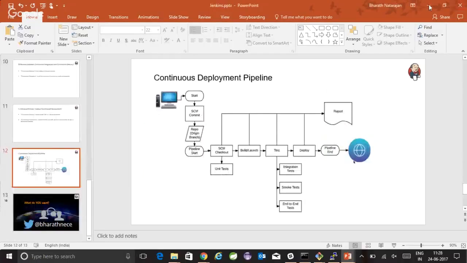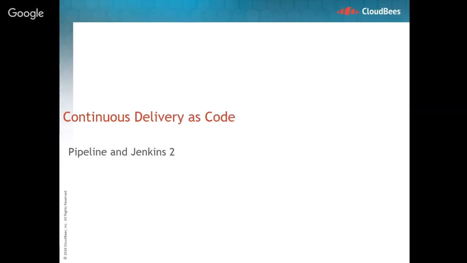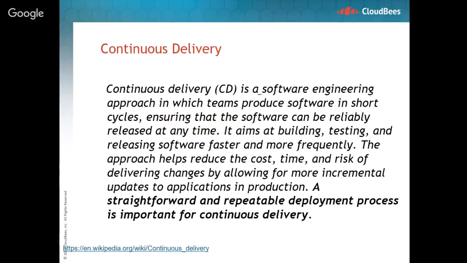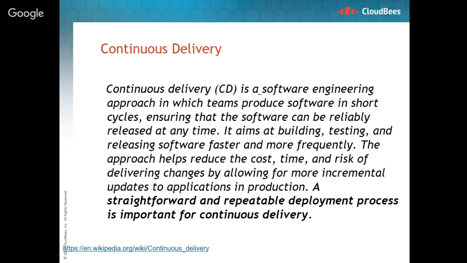So next, let's move on. We'll see pipeline in Jenkins 2. What are the features available in pipeline in Jenkins 2? Continuous delivery, as I told, is a software engineering approach where you produce software in a short cycle, ensuring that software can be reliably released at any time.